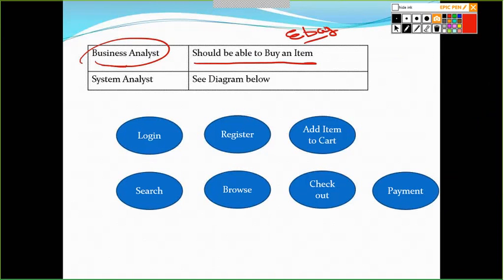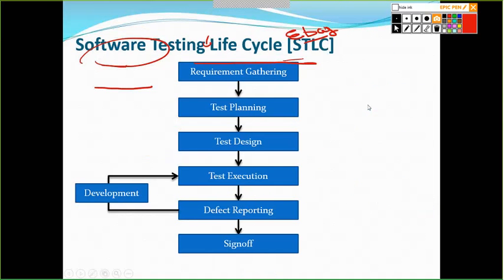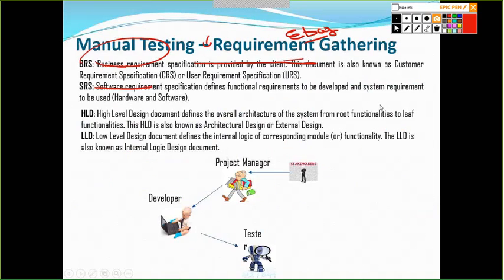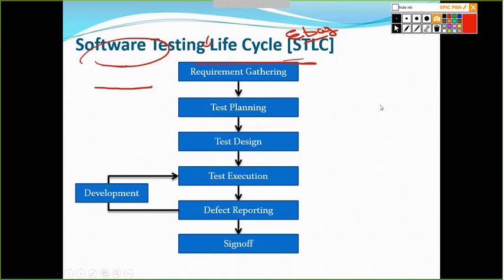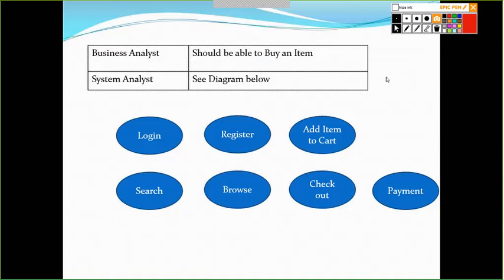You're designing an eBay application. The customer should be able to buy an item. For that, how does the system analyst draw the diagram? The system analyst will start drawing the diagram of how he can start working with the application. So the diagram goes like this.